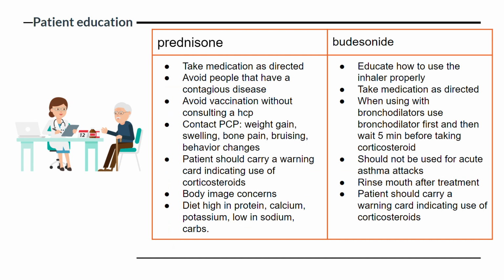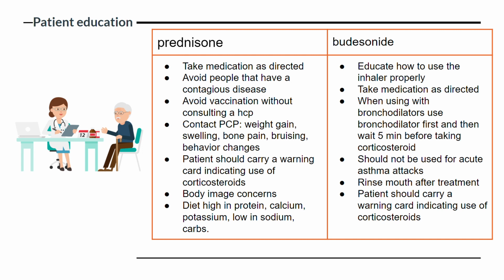Patient education is very important for steroids. It is important to teach them to take their medication exactly as directed by their healthcare professional. They should avoid people with contagious diseases. It is also a good idea for them to carry around a warning card that indicates the use of corticosteroids, because in the case of a respiratory emergency, the use of bronchodilators alone may not be enough, and they may have to begin with a steroid treatment as soon as possible to see improvement.